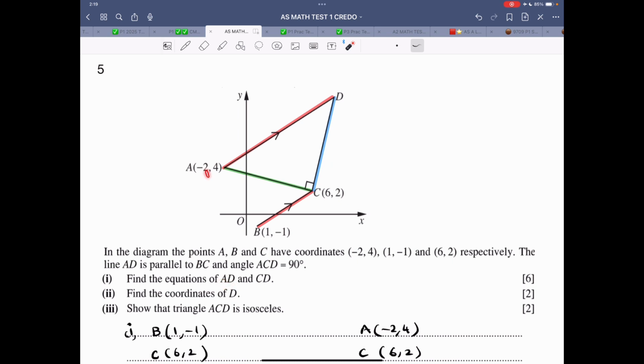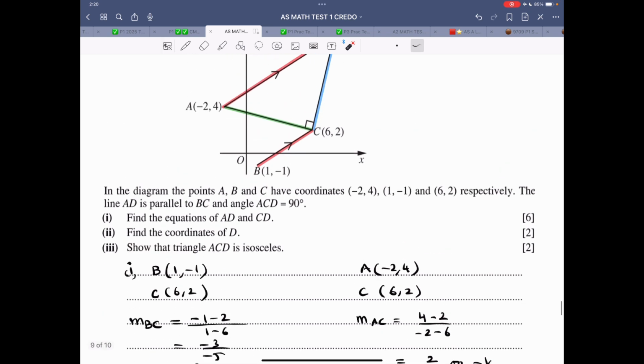Then I have A and C. I can find this gradient, take the negative reciprocal, and find the gradient of DC. I can use the coordinates of C to find the equation of DC. These two lines meet at D, which is the next part, a simultaneous equation. Show that triangle ACD is isosceles. That is about distances. So now let's start working.